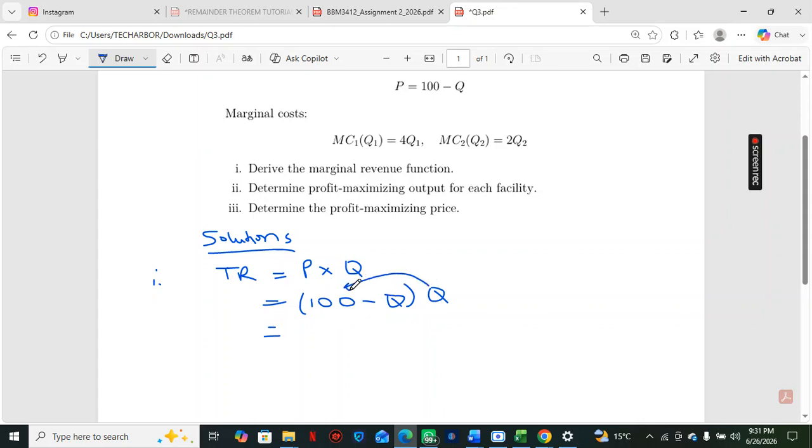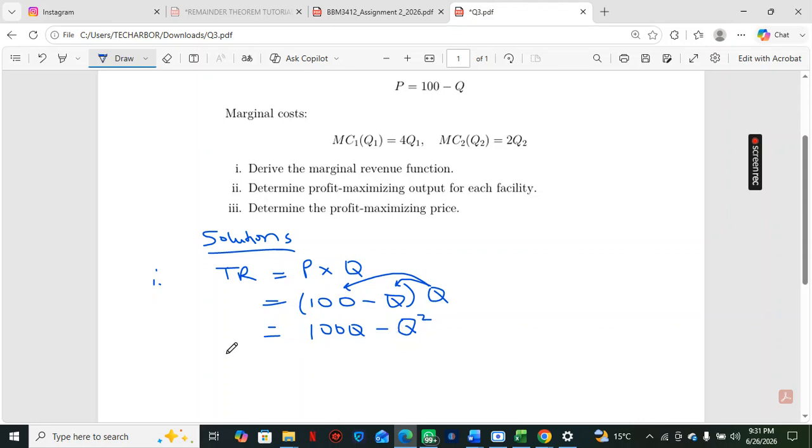So Q times 100, that is 100Q, minus Q times Q, that is Q squared. Okay, that equals 100Q minus Q squared.